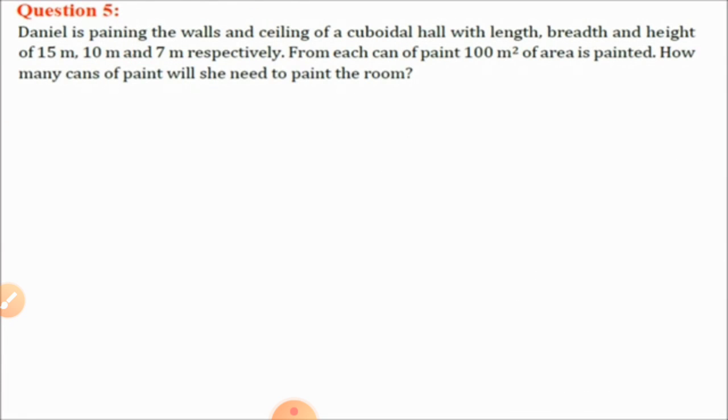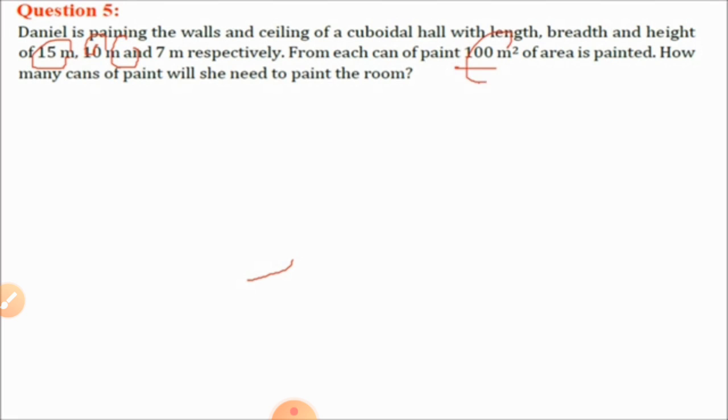Question 5. Daniel is painting the walls and ceiling of a cuboidal hall with length, breadth and height of 15 meter, 10 meter and 7 meter respectively. From each can of paint, 100 meter square of area is painted. How many cans of paint will she need to paint the room?